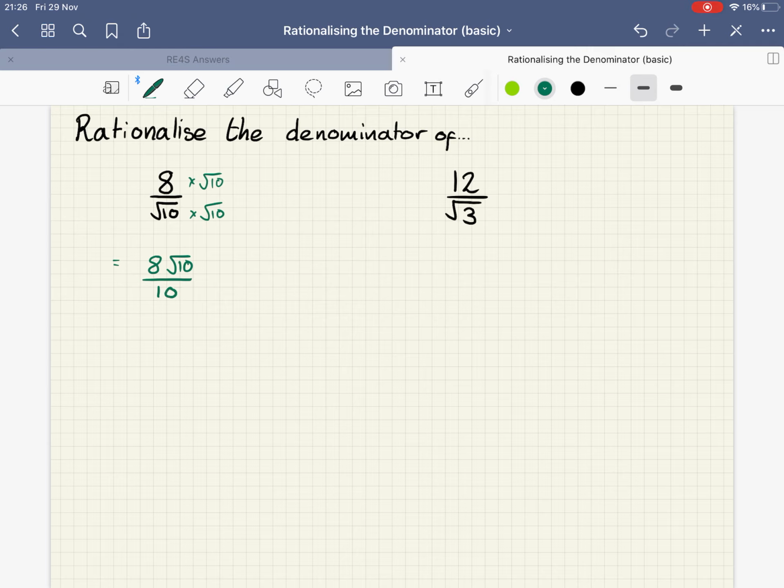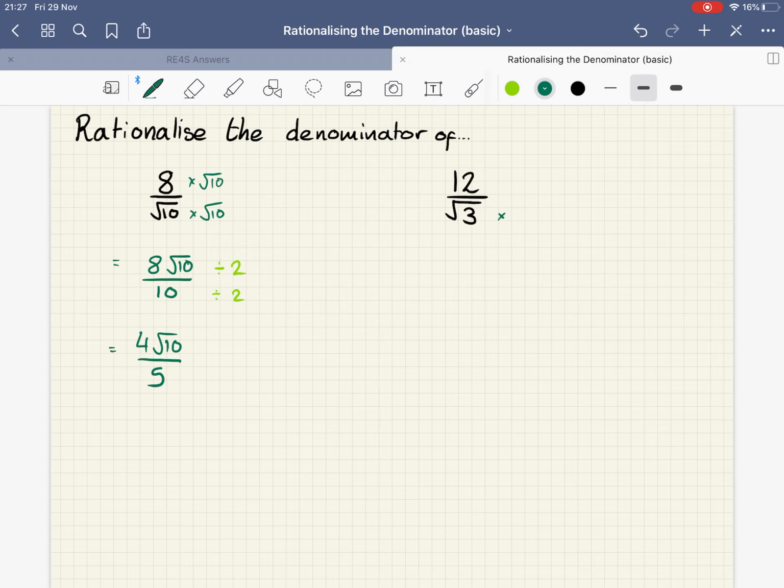Now imagine that we didn't have that root 10 there. Normally, when we have 8 over 10, we need to simplify it. And we need to do the exact same thing here. So I know I can divide both the top and the bottom by 2, because both 8 and 10 are even. Now make sure when you're doing this simplification, you do not accidentally divide the number under the square root. So 8 divided by 2, that's now going to be 4. So I've got 4 root 10 over 5.